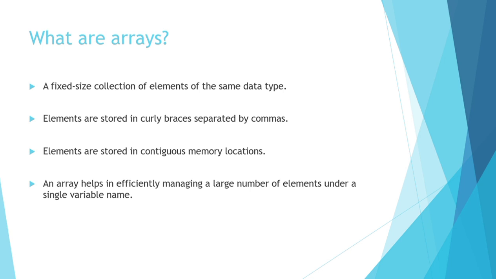An array is a fixed-size collection of elements that belong to the same data type, meaning all elements must be of a uniform type such as integers, floating-point numbers, or characters. Arrays are stored in contiguous memory locations, allowing for efficient access and manipulation. The elements in an array are enclosed within curly braces and separated by commas when initialized.